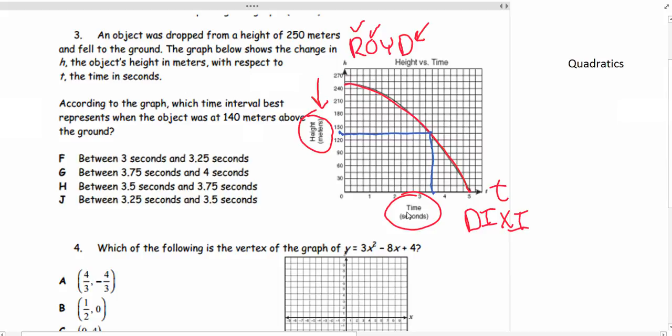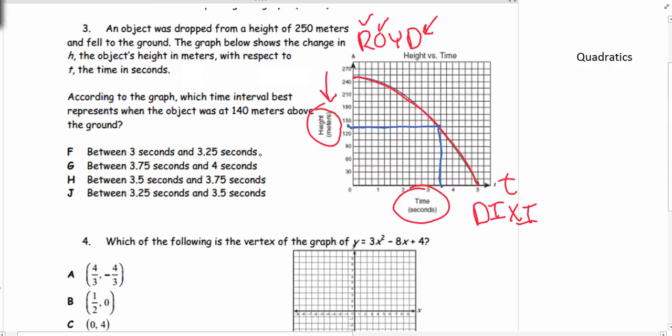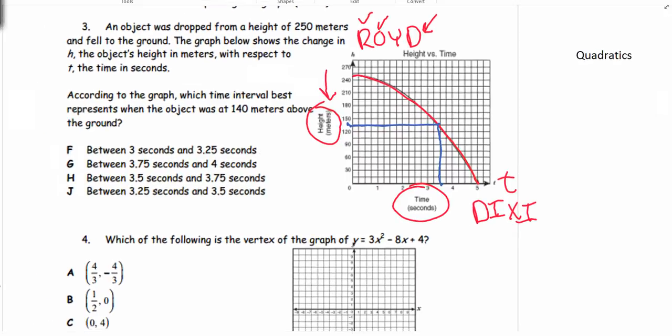We have to get a little more precise because look how close these seconds are. Okay, what is between 3 and 3.25? That's the smallest interval, right? 3 seconds and 3.25. Let's see if we can get a little closer. Between 3 and 3.25 would be this first interval right here, so it's not quite high enough there, so I'm going to eliminate that one. And let's go look at between the next one, 3.75 and 4. That's way over here, right? Way over here. At 4 seconds, it's way too low, right? So I'm going to cross that one out.